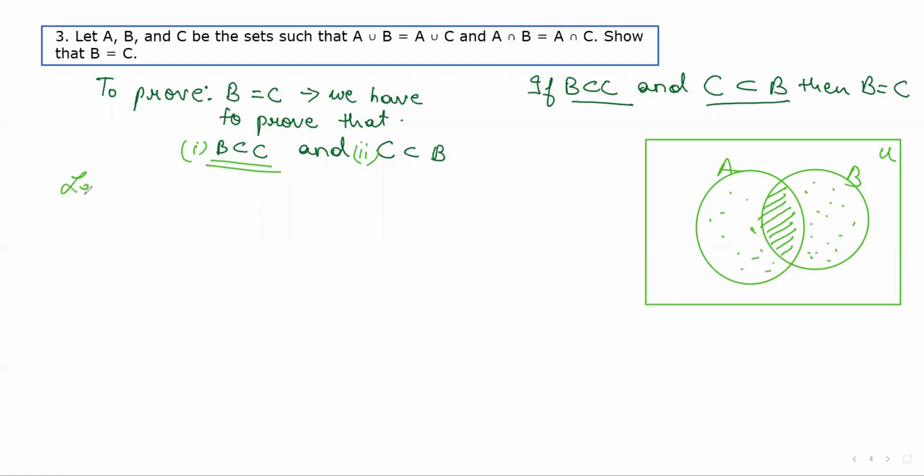So let us consider an element X which belongs to B. If this element belongs to B, then you can easily say that it belongs to A union B, because if it is in this dotted region, we can by observation, by basic knowledge, say that it will definitely be present in A union B. Therefore, X element is present in A union B. Now, in the question, it is given that A union B is equals to A union C. So by default, we can say that it is in A union C also, right? If it is present in A union B, and it is given that A union B is equals to A union C, so you can say that it belongs to A union C as well.